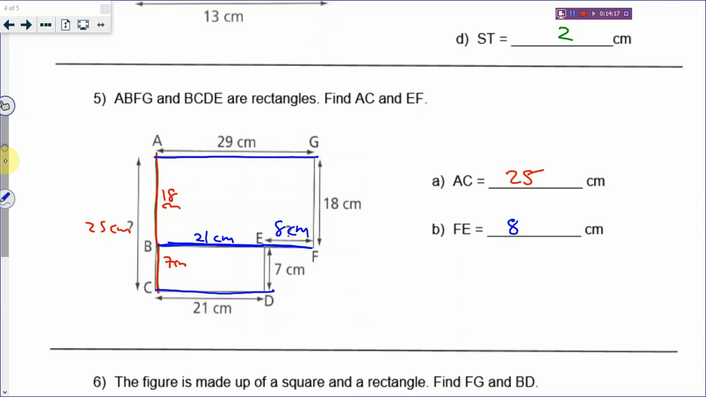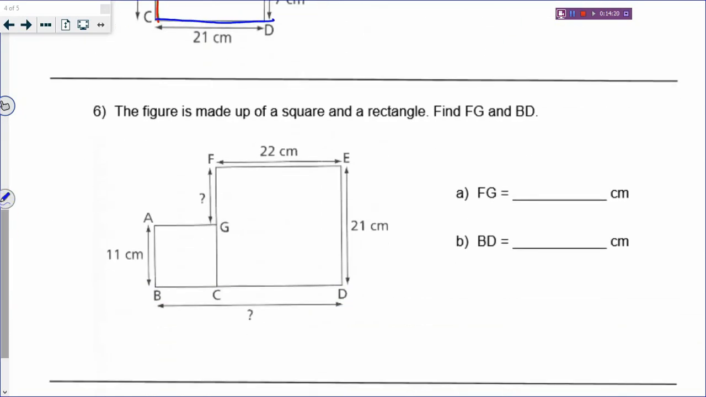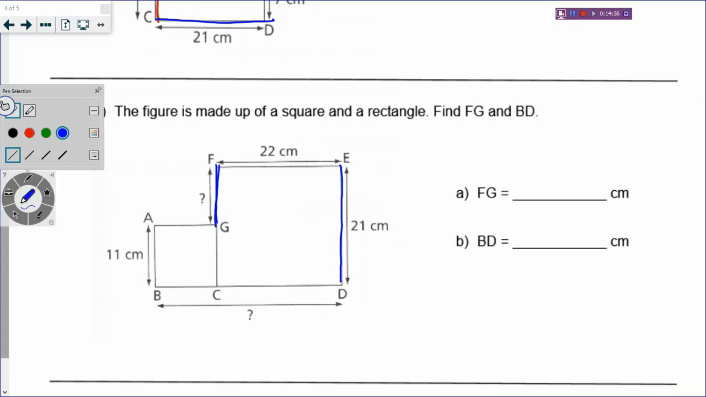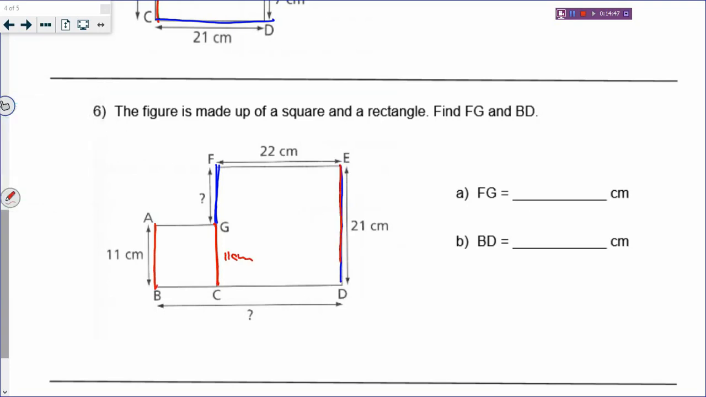Now let's go to question number 6. Now the figure is made of a square and a rectangle. So what is FG? FG is over here, right? Can you see there's a 21 cm, which is the side of the rectangle? And do you know what is the unknown side here? Well, we don't know, but you look at the opposite side of the square, and that is 11. So you take 21 minus 11, that gives you the question mark, which is 10. So your FG is 10, right?